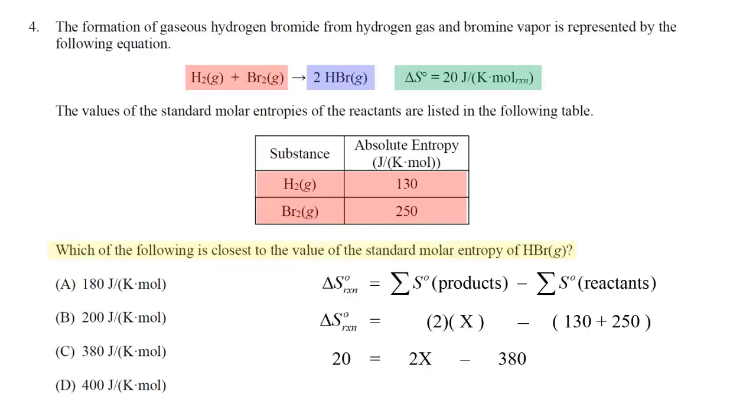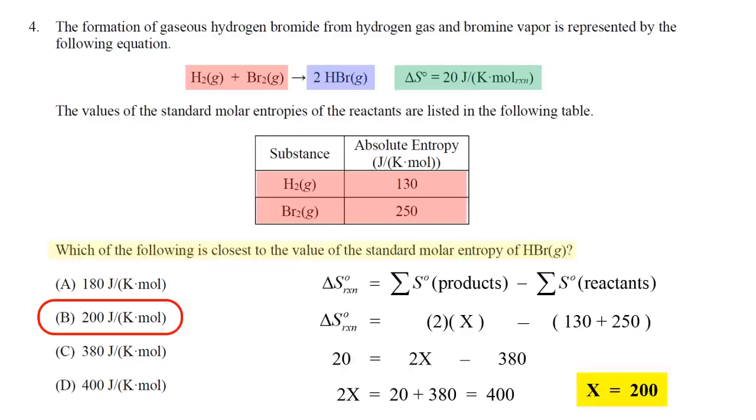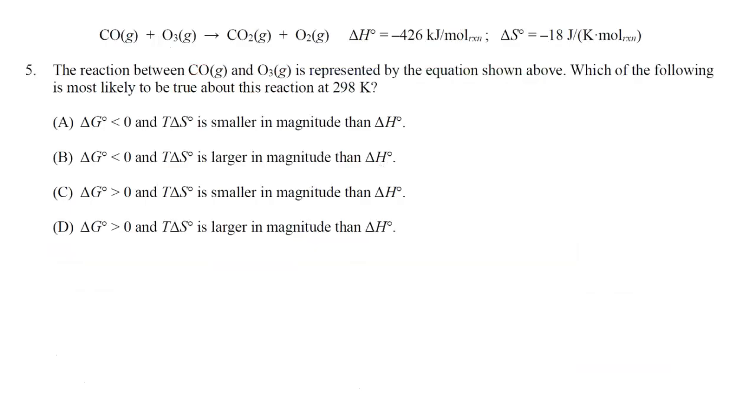So if 20 equals 2X minus 380, then 2X is equal to 400, and then that means that X is equal to 200. So the correct answer to question 4 is choice B. The standard molar entropy of HBr is 200 joules per Kelvin mole. All right, now let's take a look at question 5.